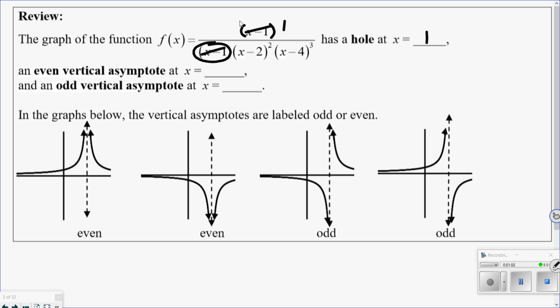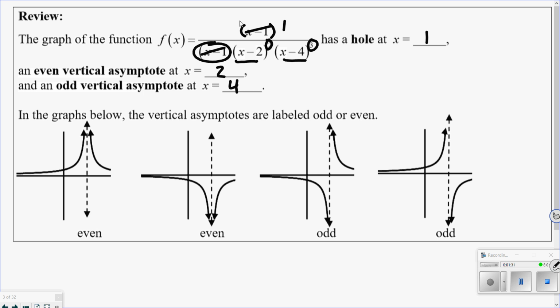Then it says an even vertical asymptote at x equals and an odd vertical asymptote at x equals. The way you tell that is you look at their powers. So right here, we have a discontinuity at x equals 2 and at x equals 4. Because this one has a power of 2, we call that an even asymptote. So at x equals 2, there's an even asymptote. This one has a power of 3, so at x equals 4, it has an odd asymptote.